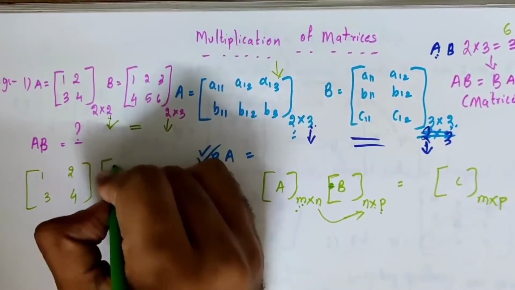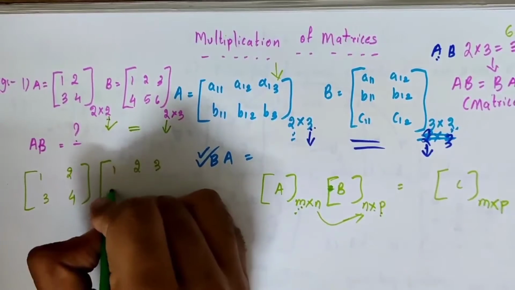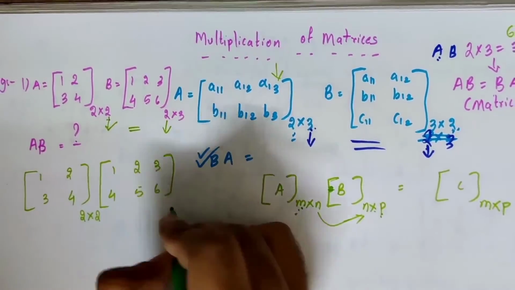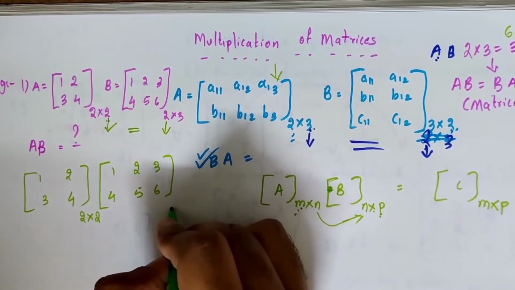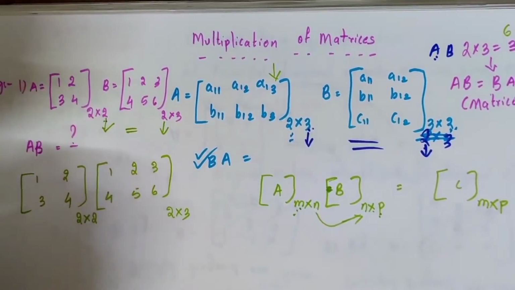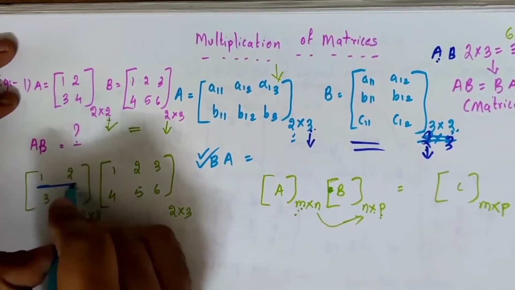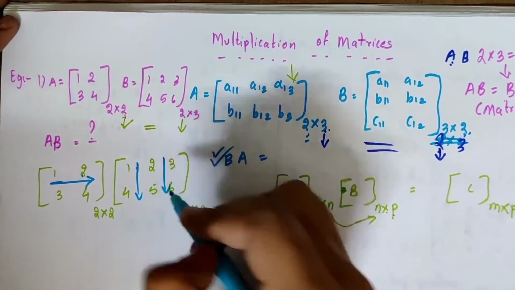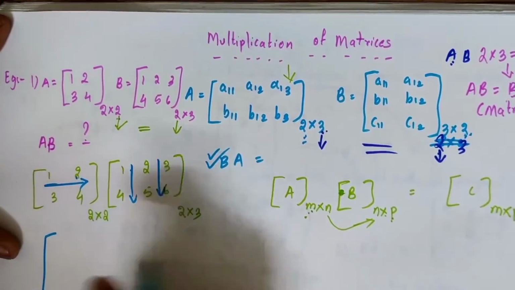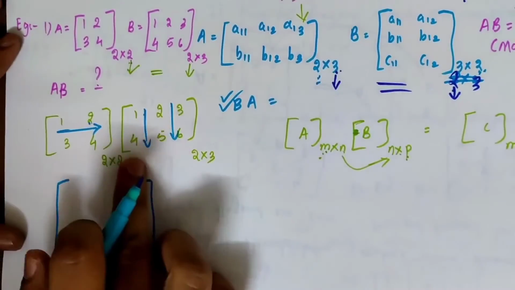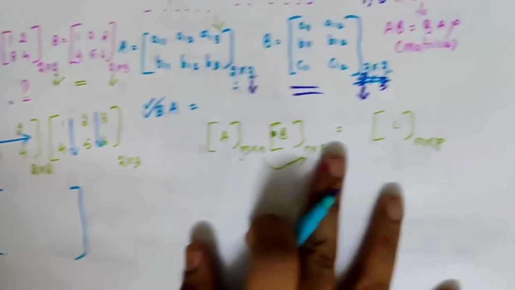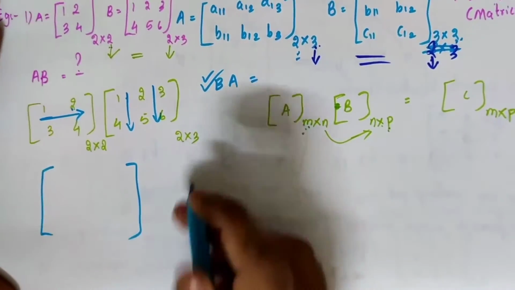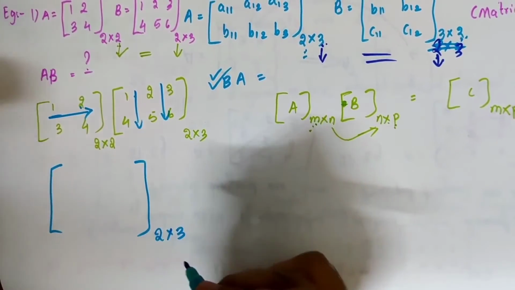I am multiplying these two matrices, 1 2 3 4 and 1 2 3 4 5 6. The first order is 2 by 2, and this one is 2 by 3. First of all, you have to multiply one row of this matrix with each and every column. So in the resultant matrix, you can conclude the order is m cross p. What are m and p? m is 2 and p is 3, so the order is 2 cross 3.